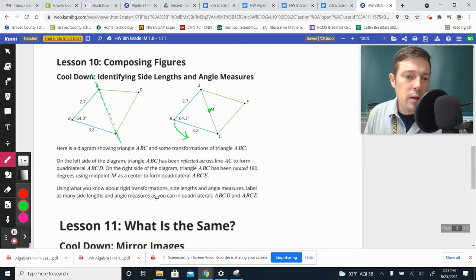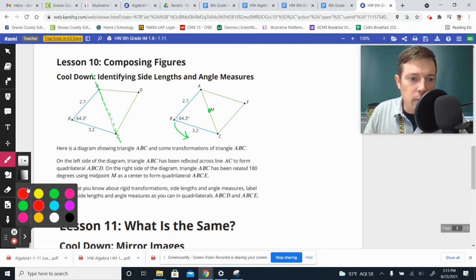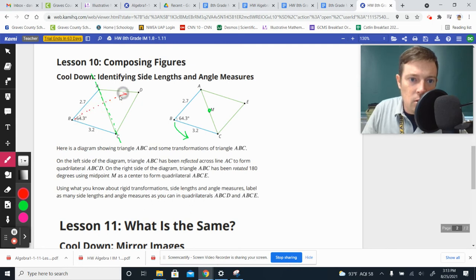So we have to use what we know about rigid transformations, side lengths, and angle measures, and label as many sides and angles as we can in the quadrilaterals. So over here on this particular one, since it is a reflection, A and C are still A and C, but B just kind of translates across over to D.